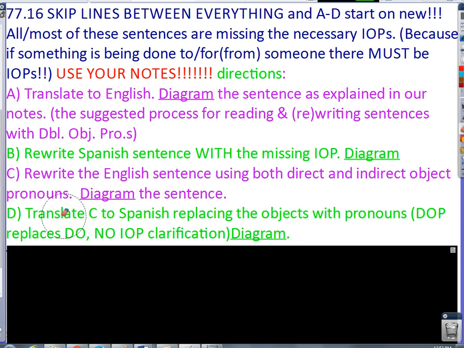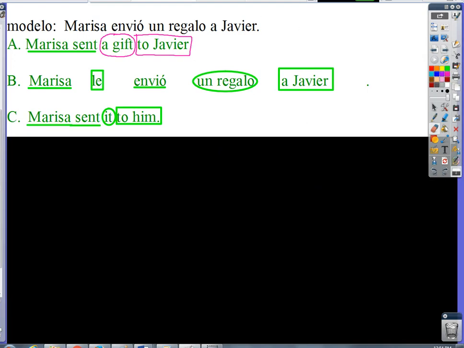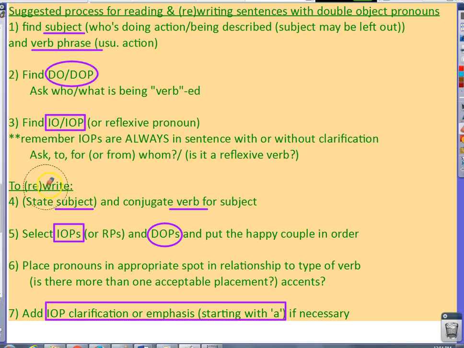Direct object pronouns replace direct objects, and we don't want any IOP clarification. Diagram. So, if I were to go to my notes, to rewrite a sentence, I would state the subject and conjugate the verb. So I still want Marissa envió. Then I'm going to select my indirect object pronoun and direct object pronoun and put the happy couple in order. If Marissa sent it to Javier, we already said our IOP is le. If she sent a gift, un regalo, I need the singular masculine it direct object pronoun. My choices are me, te, lo, la, nos, os, los, or las. If it's replacing un regalo, singular and masculine, it would be lo.